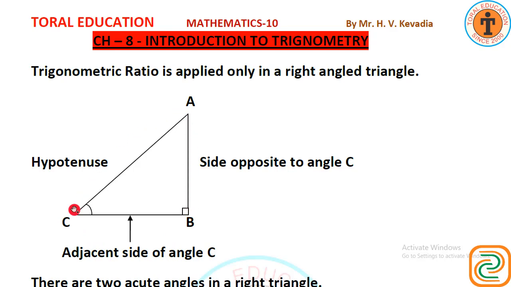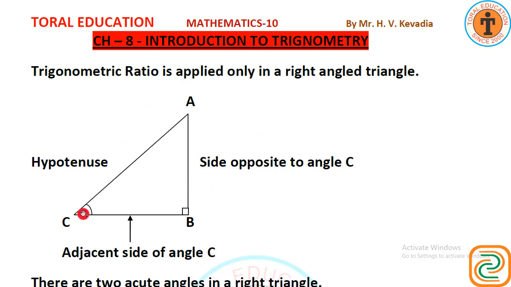So AC is the hypotenuse, right? And this is angle C. I have taken angle C as the main angle, that is acute angle, on which we are taking some formulas. So for angle C, this side BC is the adjacent side and side AB is opposite to angle C, right? Opposite, adjacent and hypotenuse.